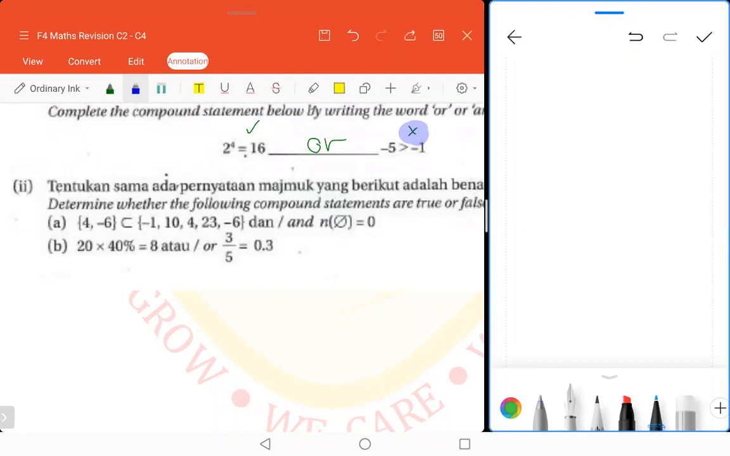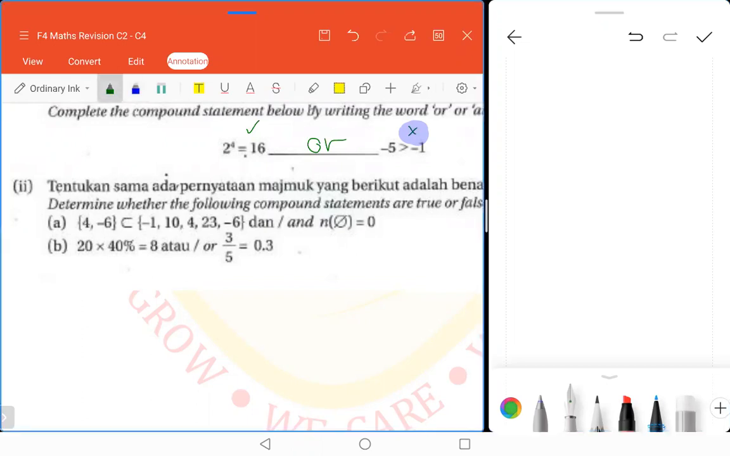False, answer is true. Answer is true. So it's a true statement. Okay, you see the number, the element is repeated. So subset means it's under or is one of the elements in the universal set. Okay, we will discuss this in the next chapter, chapter 4.